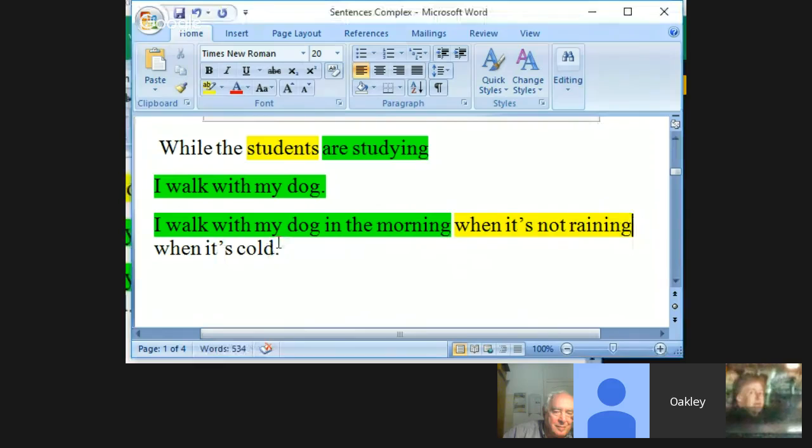When it's not raining and when it's cold. No, it's not cold either. Oh, when it's not cold. Okay, I'm sorry. Whatever. All right. When it's not raining, when it's not cold. We have a couple options here. I have to alter this slightly, and frankly, because there's two things, I would probably add "and" when it's not cold. It's the best option.